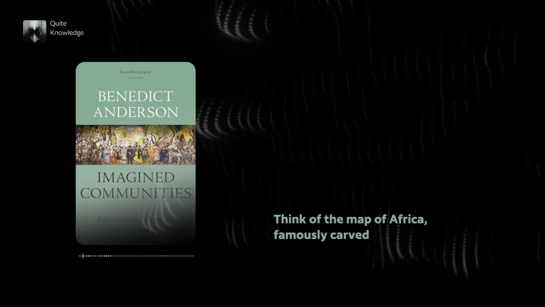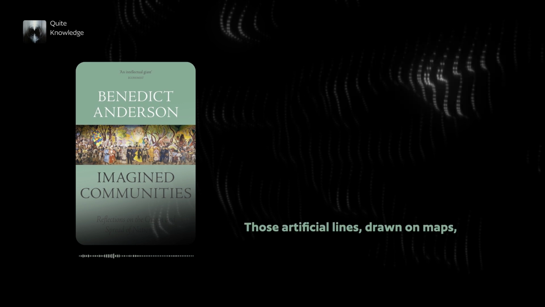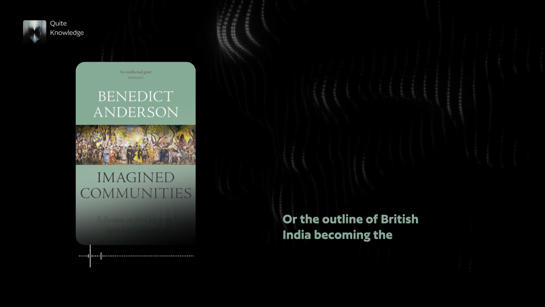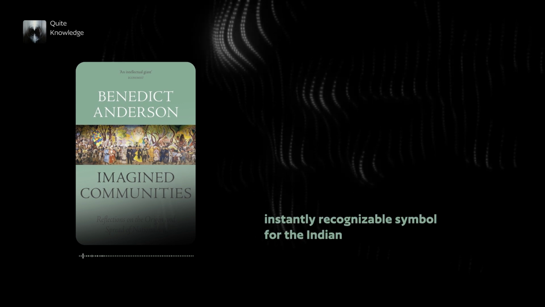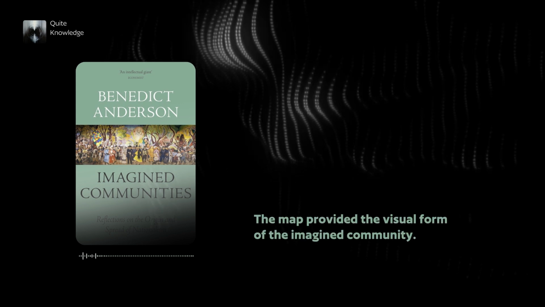Precisely. Think of the map of Africa, famously carved up with straight lines by European powers. Those artificial lines, drawn on maps, largely became the borders of independent African nations. Or the outline of British India becoming the instantly recognizable symbol for the Indian independence movement. The map provided the visual form of the imagined community.